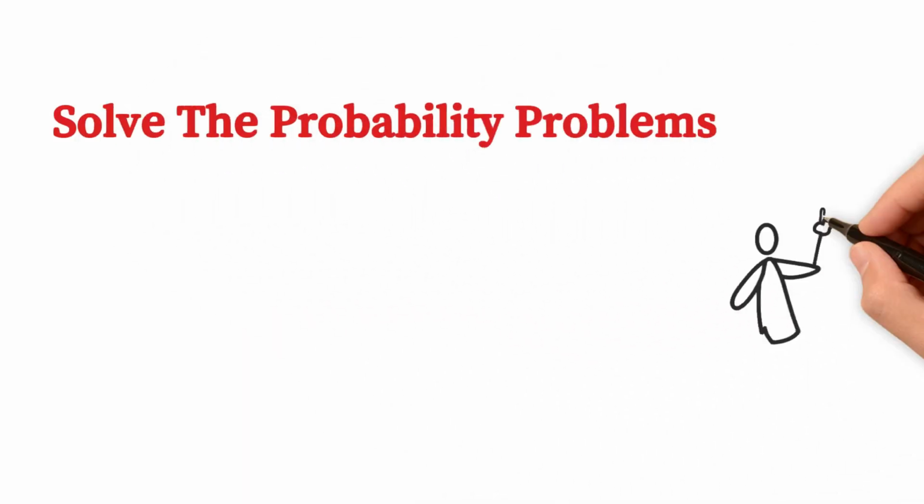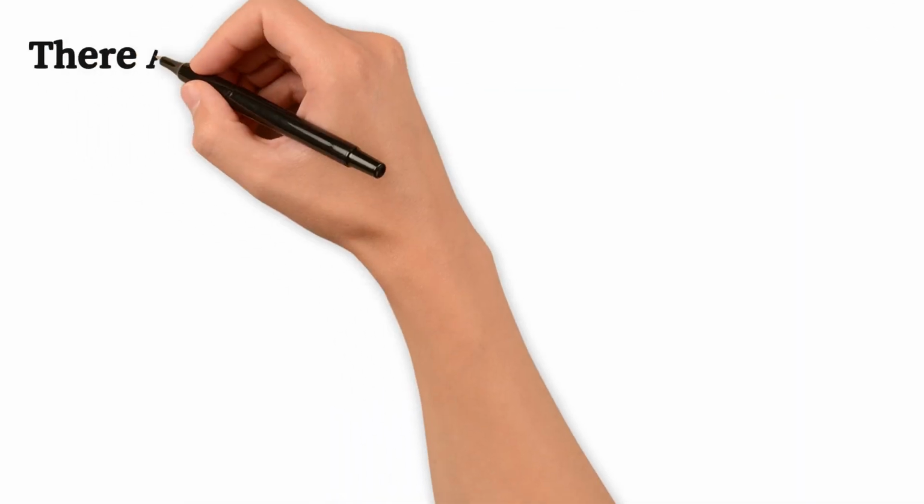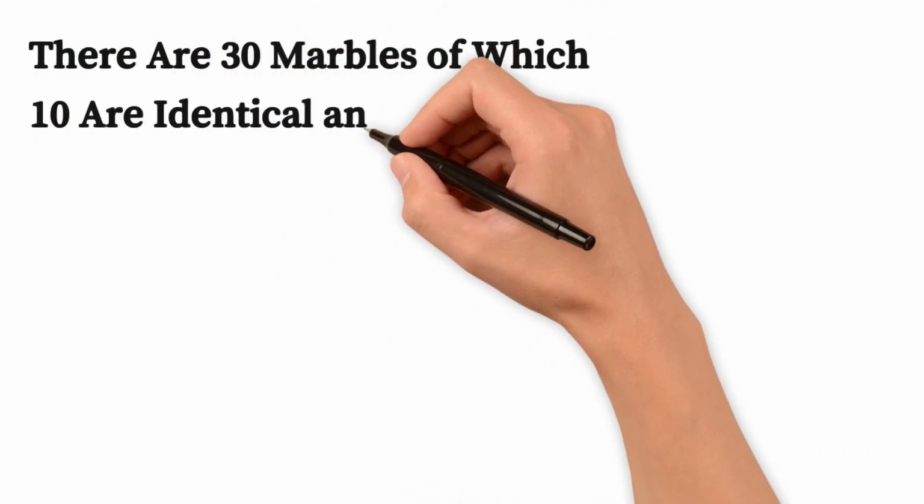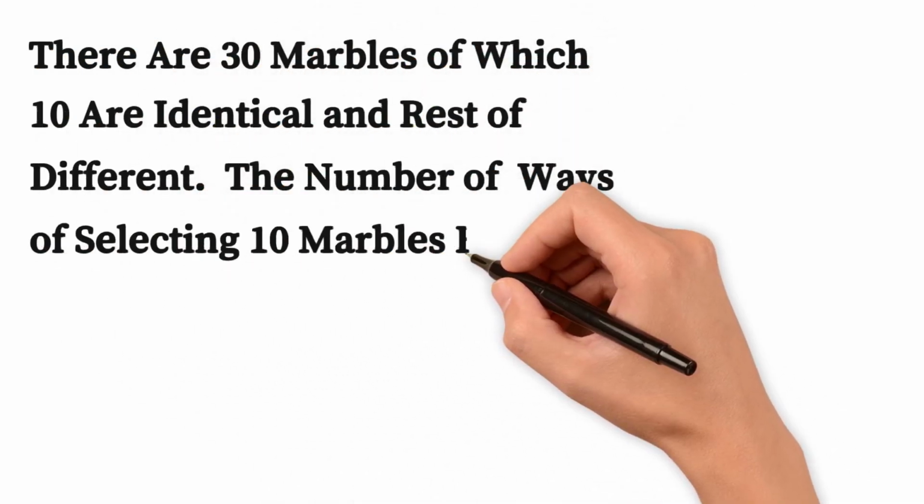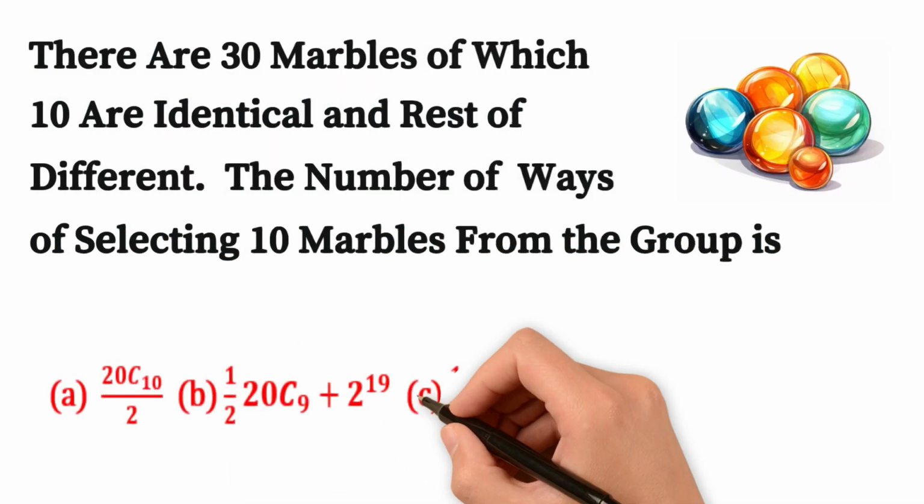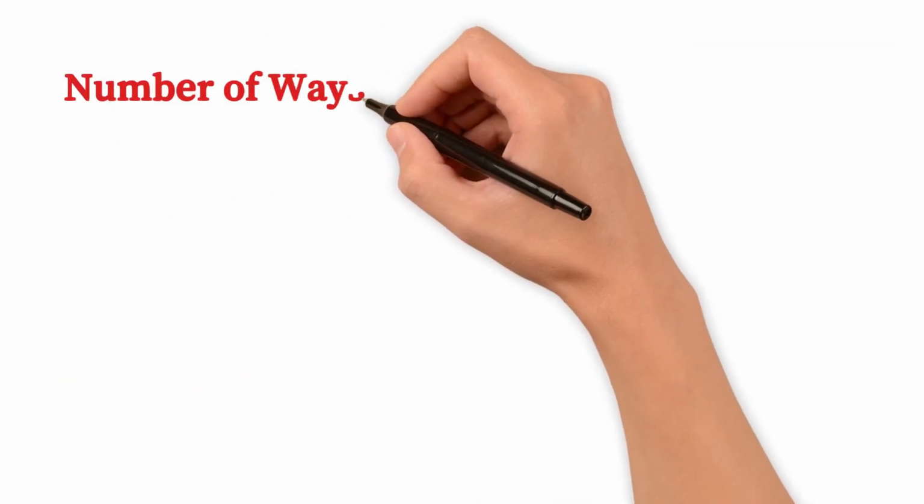Let's solve this probability problem in less than 2 minutes. There are 30 marbles, of which 10 are identical and the rest are different. The number of ways of selecting 10 marbles from the group. The options are as given. The number of ways you can select 10 marbles.